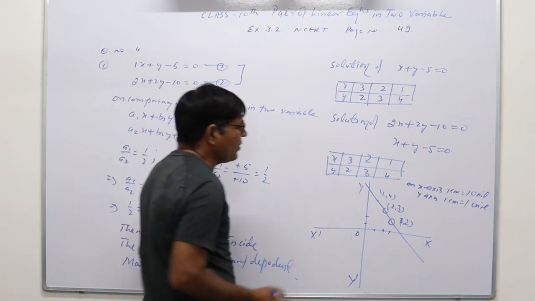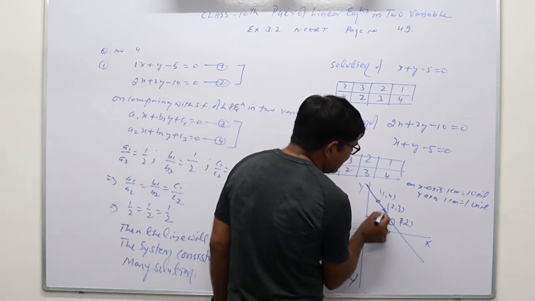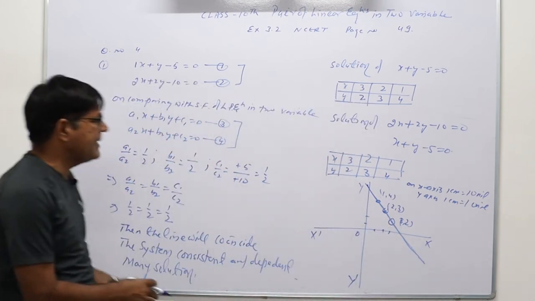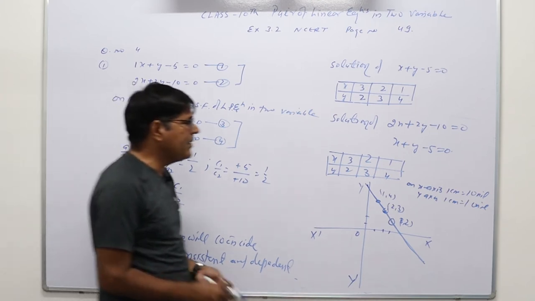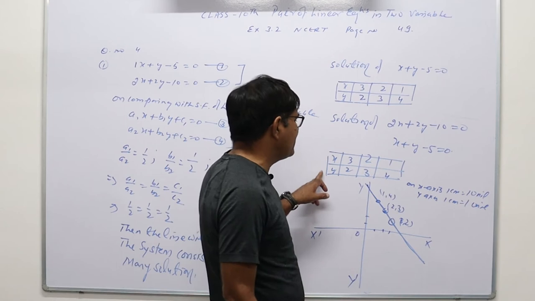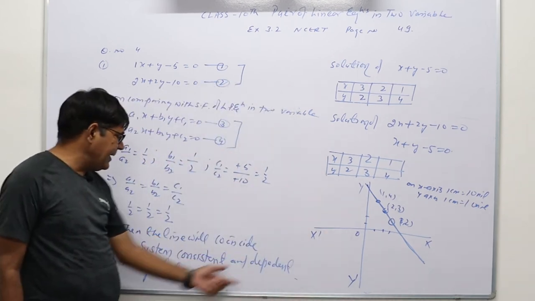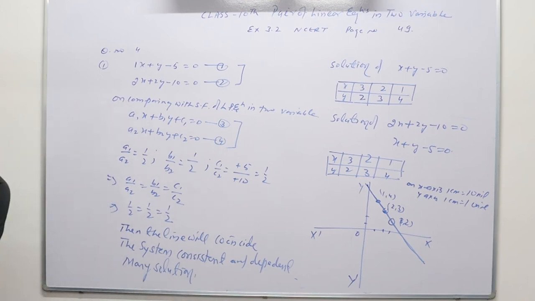Similarly, the second has the same points, so the second line will coincide in this way. So this is the graphical solution, because the lines are coinciding with each other, every set of points will be a solution of the first equation as well as the second. Therefore the system is consistent and dependent and it has many solutions. Hope it is clear. Please pause the video and note down.